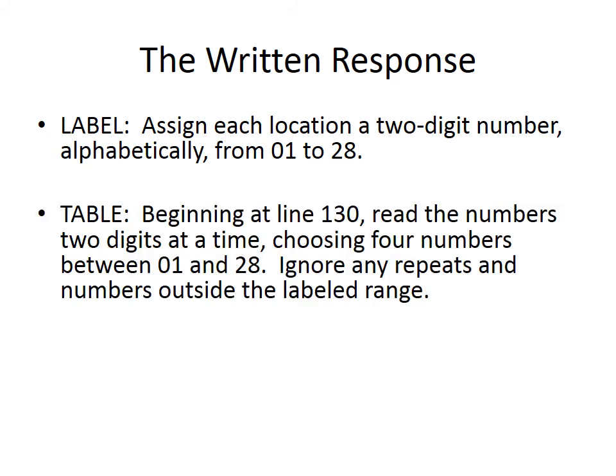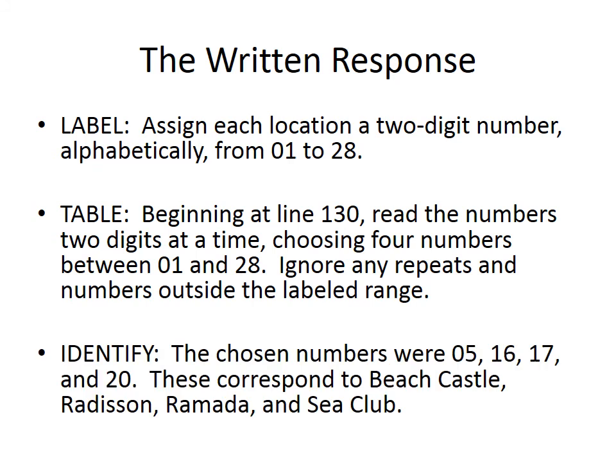Then you want to tell exactly how to use the table. This is again the language you would use. Beginning at line 130, read the numbers 2 digits at a time, choosing 4 numbers between 01 and 28. Ignore any repeats and numbers outside the labeled range. Lastly, you want to identify, and the language you use there is this. The chosen numbers were 05, 16, 17, and 20. These correspond to Beach Castle, Radisson, Ramada, and Sea Club.